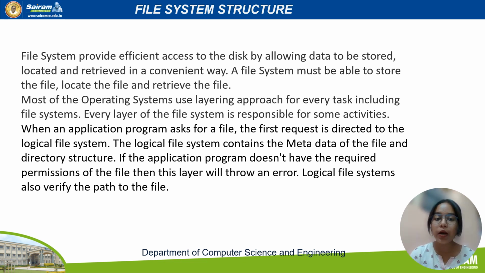If the application program doesn't have the required permission for the file, this layer will throw an error. For example, the initiative taken may be an input. If the program doesn't have the required permission for the file, then this layer will throw an error, which means if the data we asked for, the input we gave, is not in the directory, it will show an error. Hence, the logical file system also verifies the path of the file.